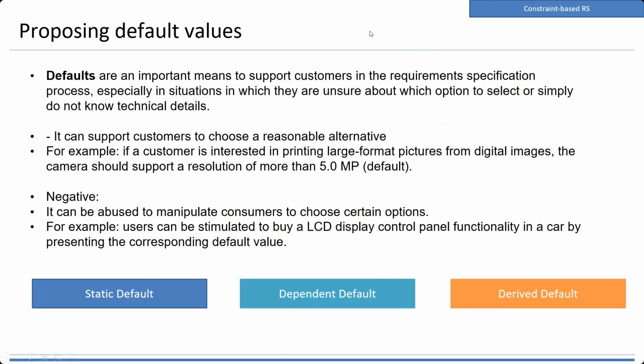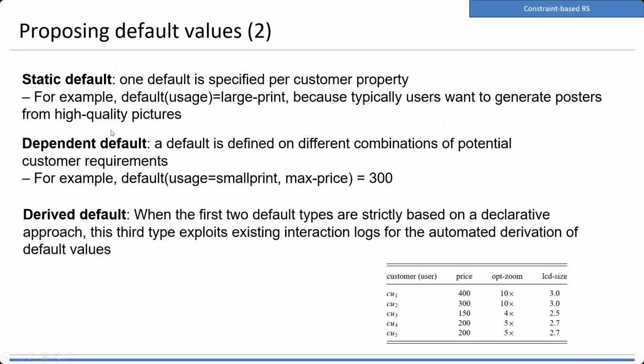So there are three kinds of default: static default, dependent default, derived default. Static default means one default is specified per customer property.